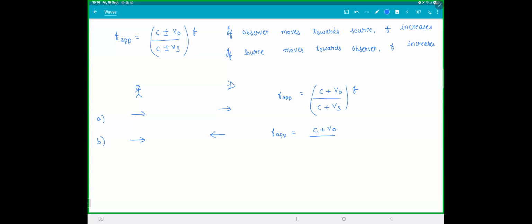What is the source trying to do? Source is also trying to go towards you, so frequency should increase. But the source's velocity is in the denominator, so there should be a minus sign. Are you getting how you're guessing the signs? That's it. There's not a big logic or anything. So what will be the answer for this?